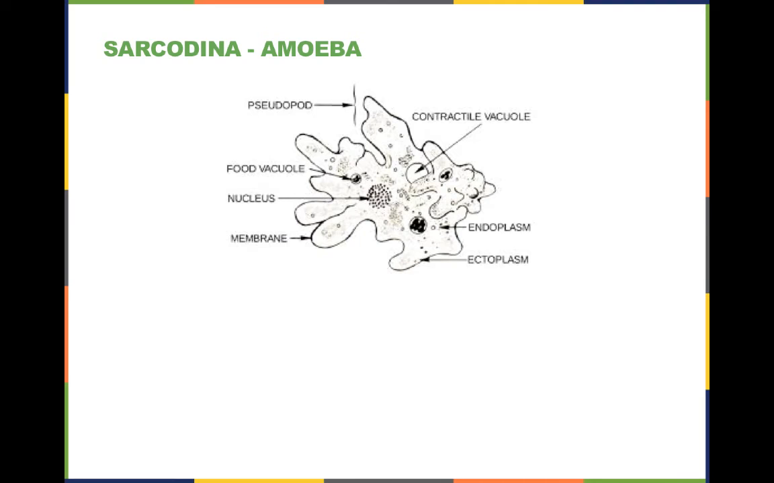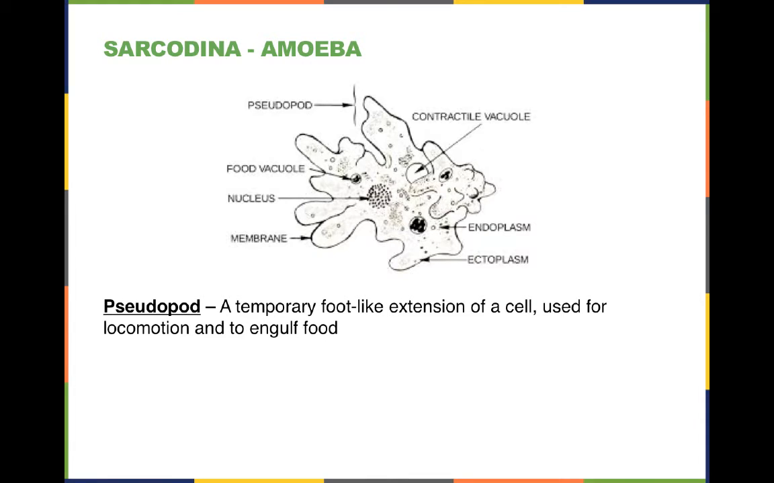So looking more in depth at the Sarcodina, or amoeba, we see that they move by means of projections from their membrane, which appear like feet but are not true feet, therefore the name pseudopod. It's a foot-like extension from the cell that is used for two purposes actually. One is to allow for motion, the other is to engulf food.